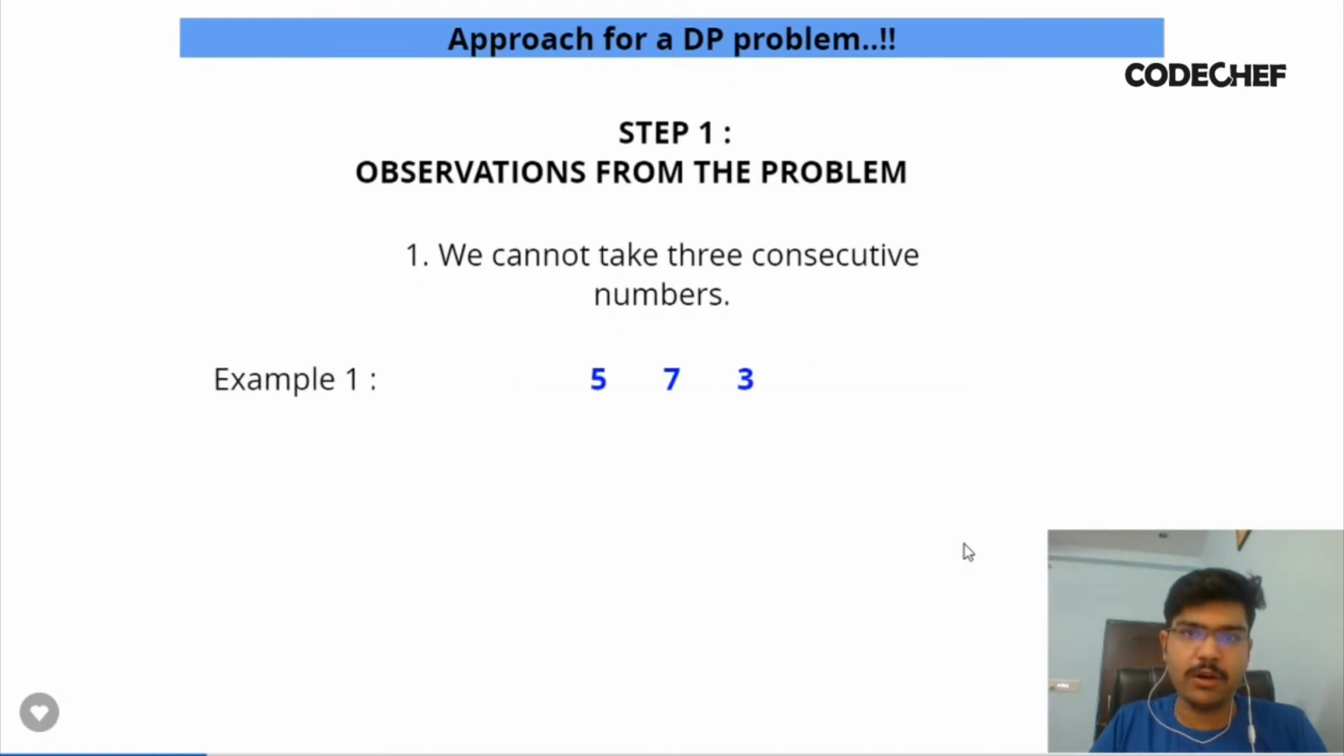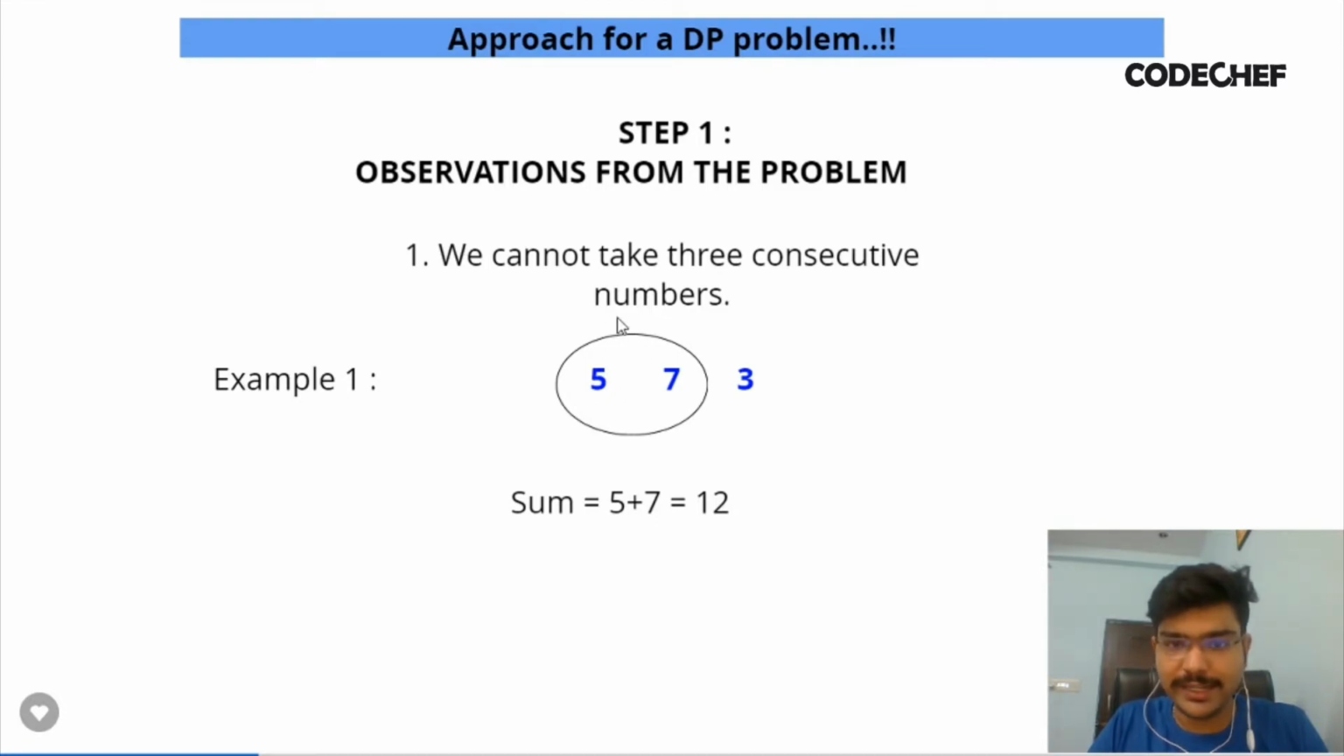Suppose we have an array of length 3 and the values are 5, 7, 3. If we want to find the maximum out of this array such that we do not violate the condition, then what can we do? We can first take these two values. If we take these two values, then the answer must be 12. Why are we taking these two values? Because we cannot have all three values at a time, because it would create the consecutiveness of three elements, right? So one possible case is that the answer could be 12.